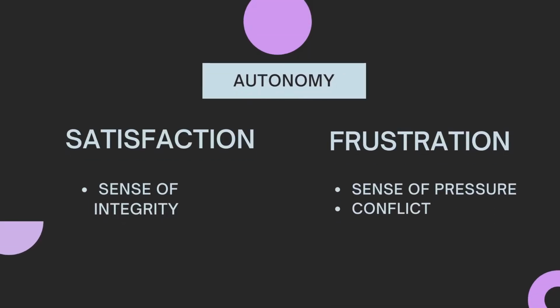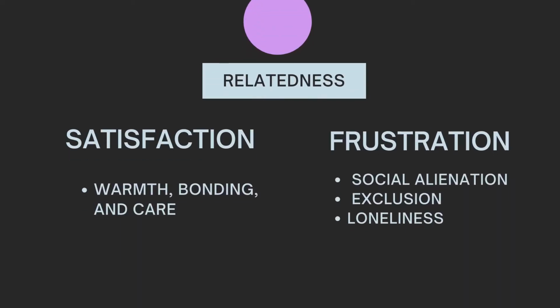When satisfied, one experiences a sense of integrity as when one's actions, thoughts, and feelings are self-endorsed and authentic. When frustrated, one experiences a sense of pressure and often conflict, such as feeling pushed in an unwanted direction. When satisfied, one experiences warmth, bonding, and care by connecting to and feeling significant to others. Relatedness frustration can come with a sense of social alienation, exclusion, and loneliness.